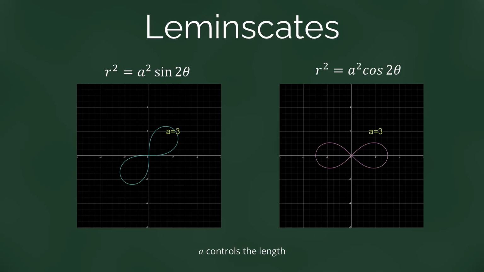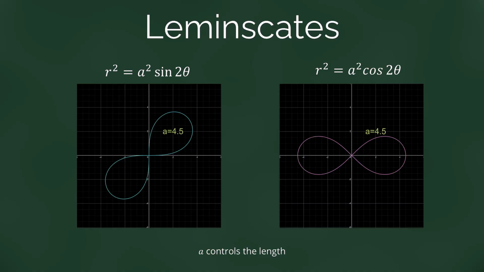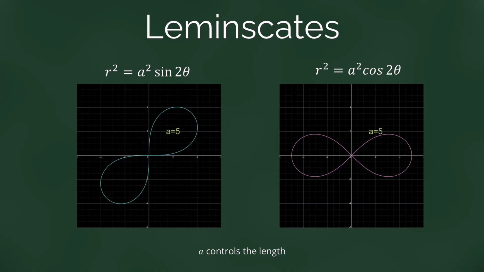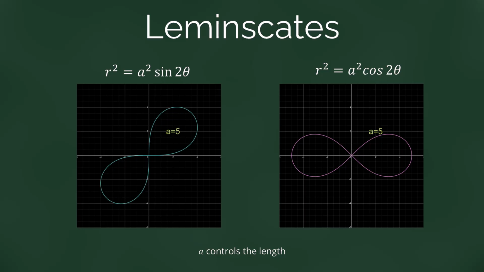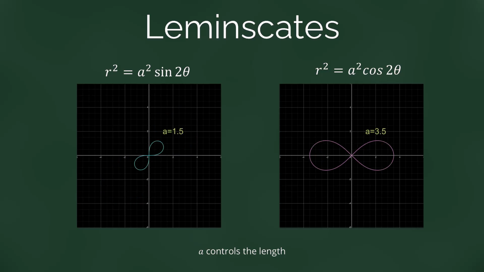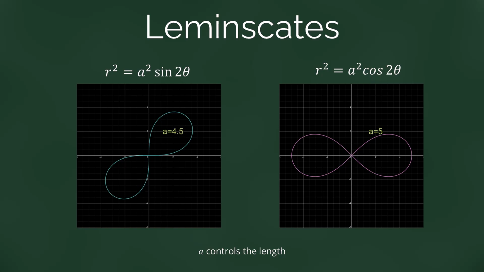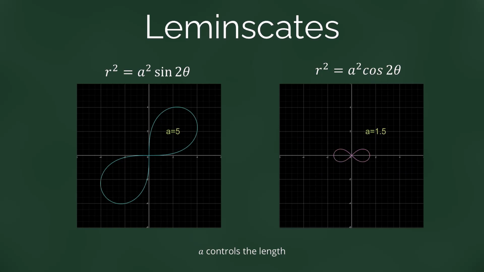Our last group is the Lemniscates. These look like infinity symbols or figure eights. And we can see here they are of the form r squared equals a squared sine 2 theta, or r squared equals a squared times cosine of 2 theta. A controls the length of the shape, and for graphs that involve cosine, we can see that they lie with their center along the x-axis, whereas Lemniscates involving sine are tilted slightly on the diagonal.